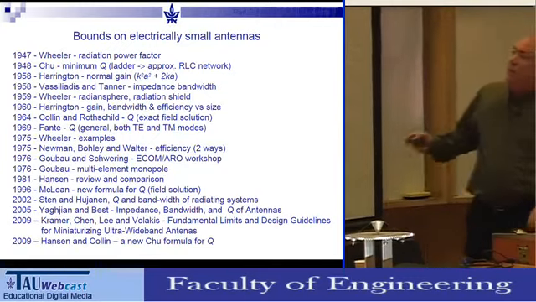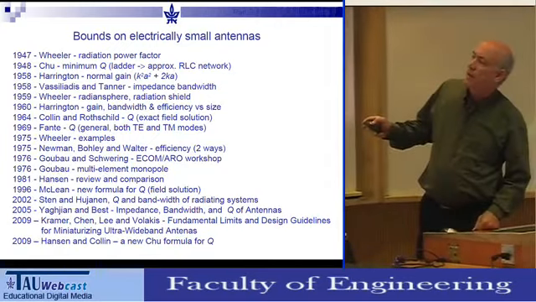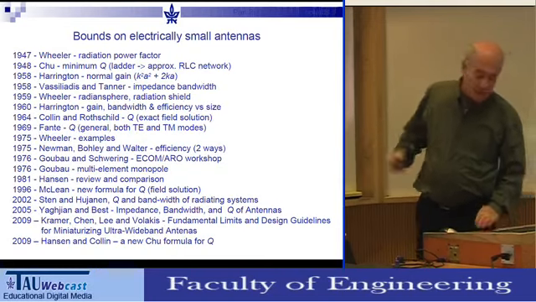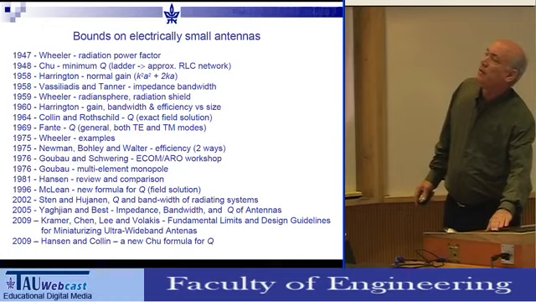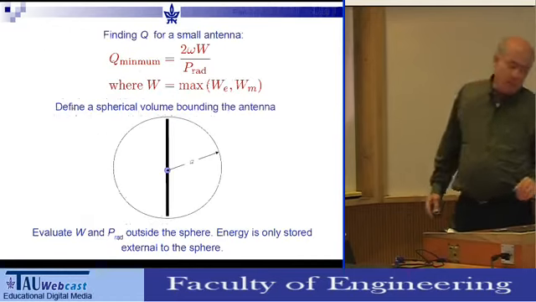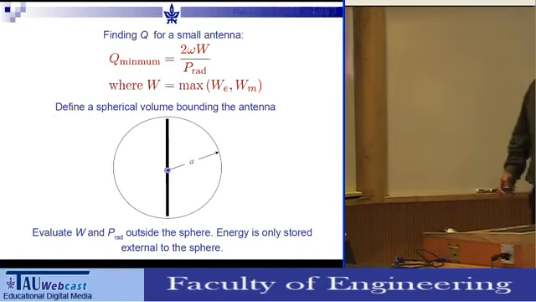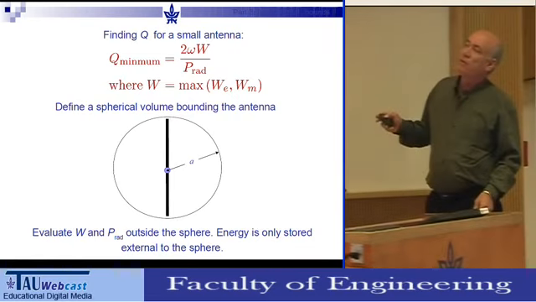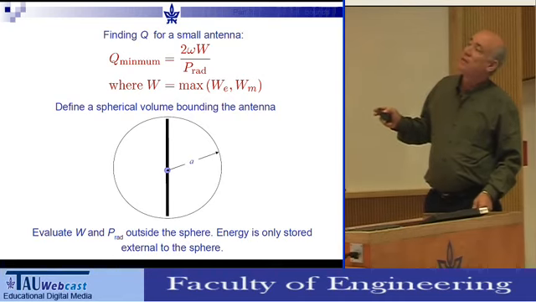Probably one of the most famous papers is the one by McLean. What basically they do is this. We want to reduce the Q. What's the minimal Q that we can get? This is the general definition of the Q factor. This is the stored energy, which should be either electric or magnetic. You take the maximum. This is the frequency where you operate. And this is the radiated power.